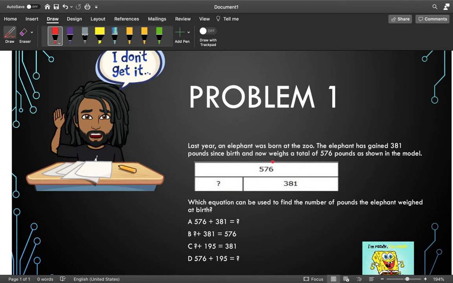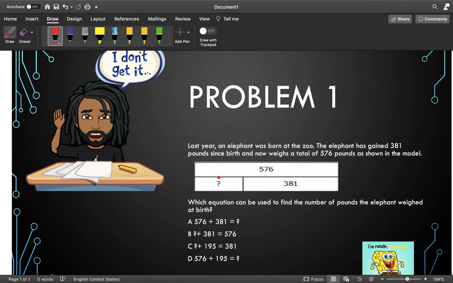So when we're looking at a strip diagram, first we want to notice the top portion is our total. So this is the total amount that the strip diagram represents, and you can connect this to what you learned in your previous grade levels of part, part, whole. This is our whole. However, in this particular diagram, we are given two quantities, but one of them is unknown. So we're trying to find out what the unknown quantity is.